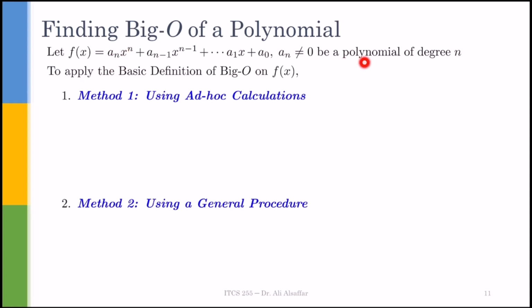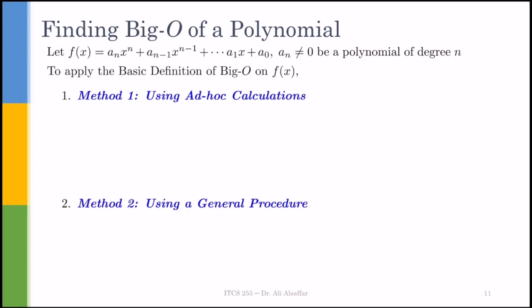So we say that this is a polynomial of degree n, therefore a_n should not be equal to 0, otherwise the degree of the polynomial will be decreased to n minus 1. The basic definition consists of two functions and two witnesses. f of x is one of them, so we need to find an appropriate g of x, and two witnesses. To apply the basic definition on f of x, we are going to use two methods. One is using ad hoc calculations, and the other one is using a general procedure.